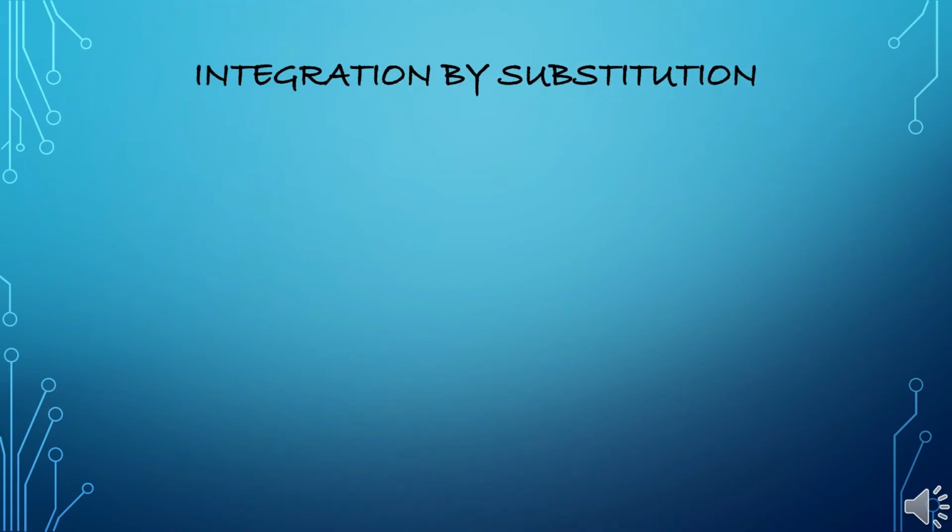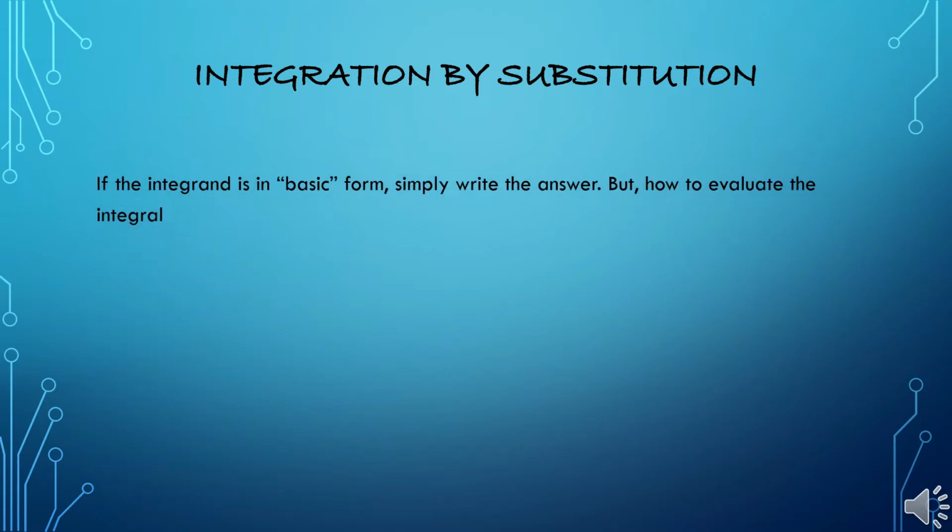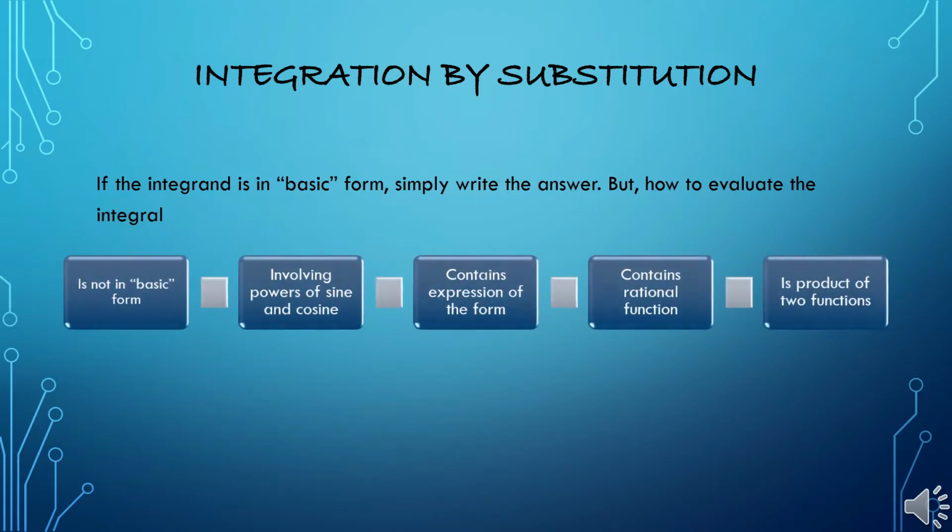Okay, let's move to integration by substitution. If the integral is in the basic form, we can just simply write the answer. But in certain cases, we cannot just simplify the answer. The example for this case is the integral is not in basic form. The integral involves the power of sine and cos. The integral contains an expression of the form, the integral contains a rational function, and the last one, the integral is the product of two functions.